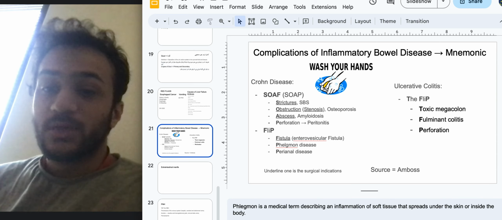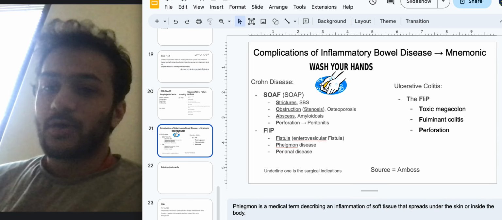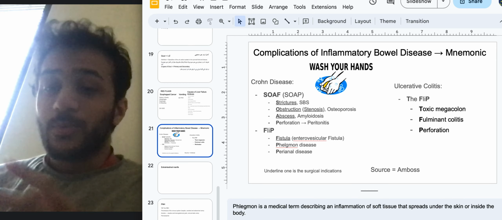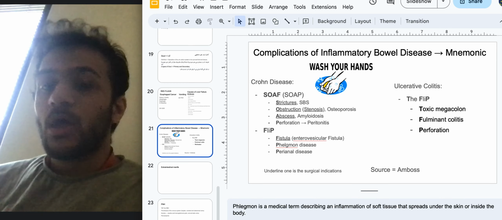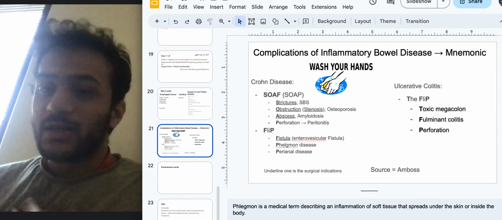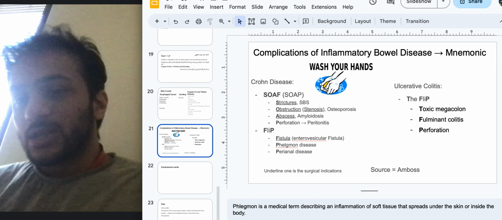Guys, today we're going to be speaking about Crohn's disease and ulcerative colitis and how we can remember the complications of both diseases. So we really have some really nice mnemonics over here. By the way, all this info that I got here is from Amboss, but the mnemonic I did make myself. So the first thing is going to be SOAP.